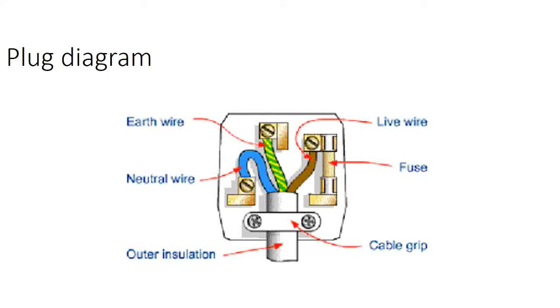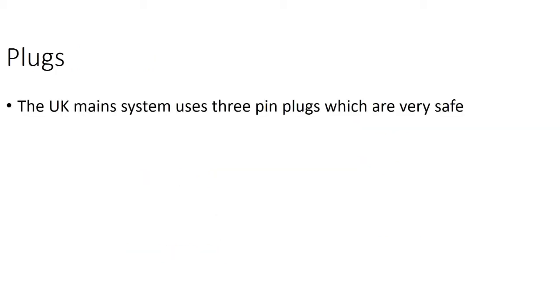In this plug, the earth wire is the top pin and it is a yellow and green colour. The neutral wire is blue and the live wire is brown and also has the fuse. Plugs in the UK are 3-pin, meaning they are very safe.